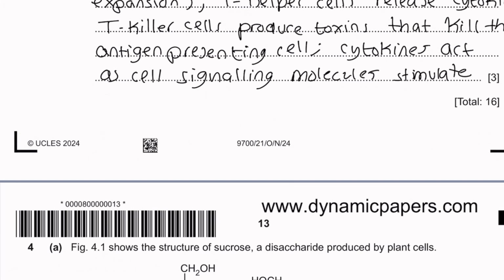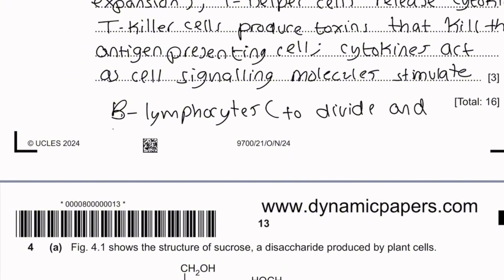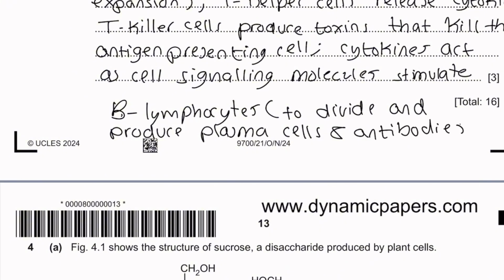You can mention any cell here, like B lymphocytes. I don't know why I wrote beta, it's B. Okay, B lymphocytes to produce plasma cells, so for example to divide and produce plasma cells, and antibodies by plasma cells. And then you can also write how, for example, they can stimulate other cells like macrophages, and T killer cells produce toxins. You can write down the examples of toxins. And I think that's it.